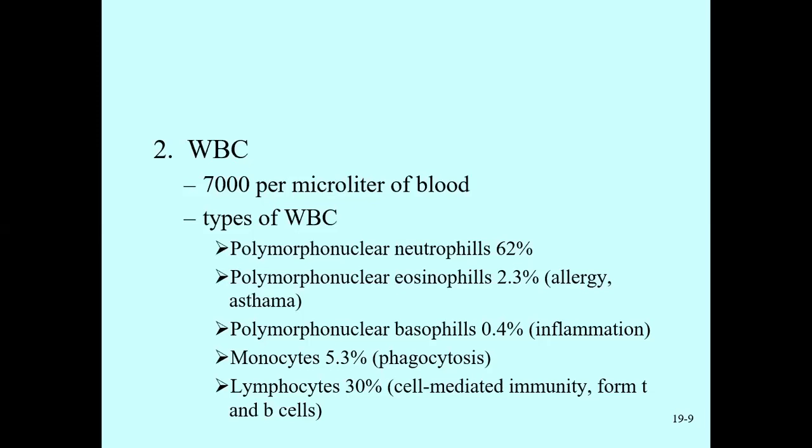White blood cells are almost 7,000 per microliter of blood, and there are different types of WBC. Some are neutrophils, some are eosinophils, and the basophil, and these are all polymorphonuclear. Then there are the monocytes and the lymphocytes. The neutrophil, the eosinophil, and the basophil are also called granulocytes, as we discussed earlier.